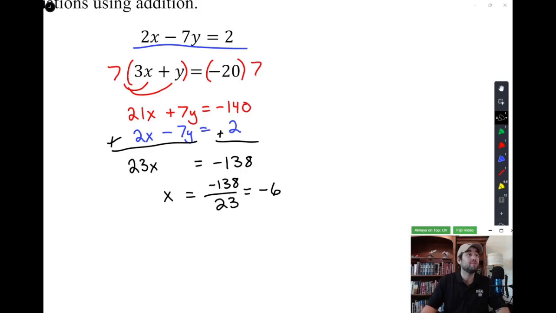But again, we're not done. We've only found the x value. We need to also find the y value. So you pick either of those two equations. Again, the blue one looks a little bit easier, so I'll use that one.